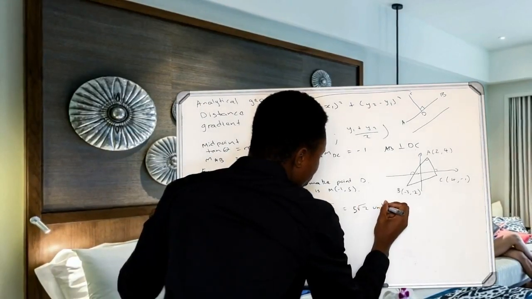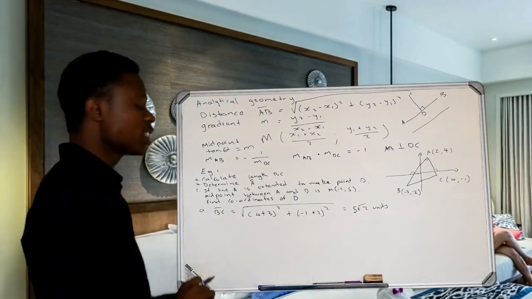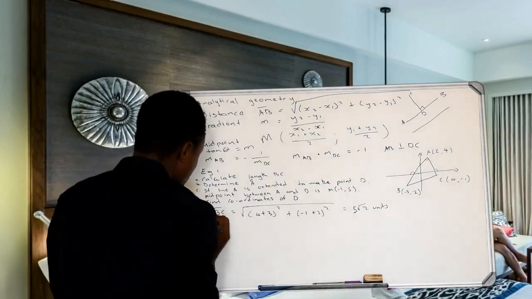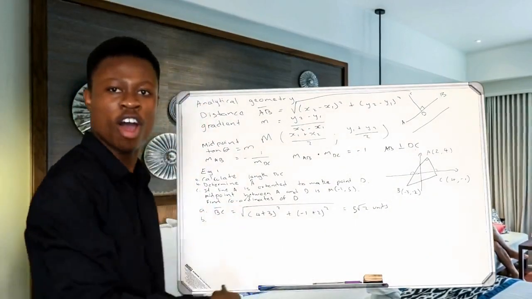5 root 2 units, because you have to give it some dimension, because it's a distance, right? So that's A. That's basically your free 2-3 marks right there. Just take them, collect them, bag them, and move on, right?